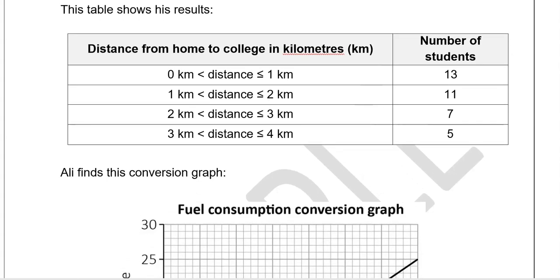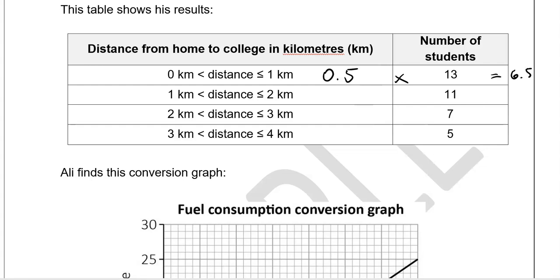So let's work out the mean distance from home to college in kilometers first. So we've got 0 kilometers to 1 kilometer. The midpoint, because that's a range, that we're going to use is 0.5, so halfway between 0 and 1. And there are 13 students doing that sort of distance, so we're going to multiply and it gives us 6.5.